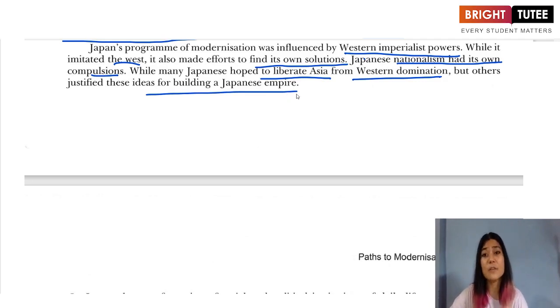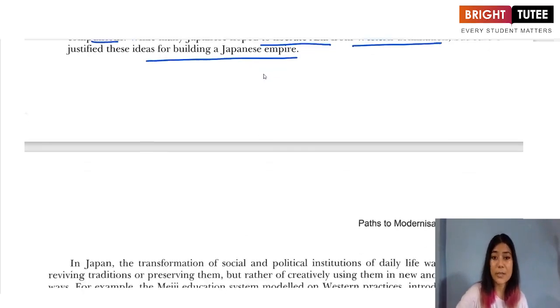So as a result of this kind of ideas which influenced Japan in transforming itself into a modern nation state, there were many in Japan who believed that Japan should dominate the West and Asia and build an empire, while there were others who felt that Japan should liberate Asia from Western domination. Japan should become the guardian of the Far East. Okay.